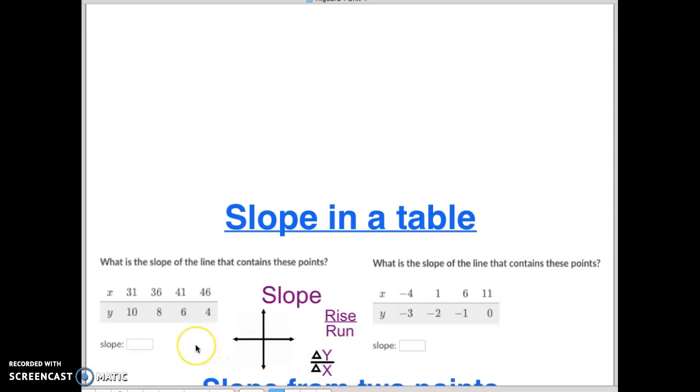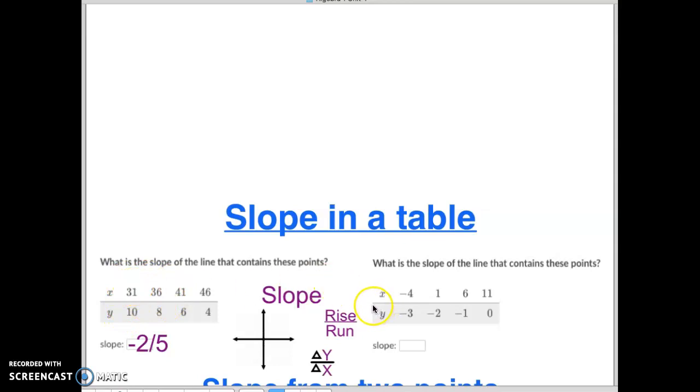So as we do this con right here, the change in my y-coordinates going from 10 to 8 went down 2, and the change in my x-coordinates going from 31 to 36 went up 5. So my slope is negative 2 over 5, change in the y-coordinates over the change in the x-coordinates.